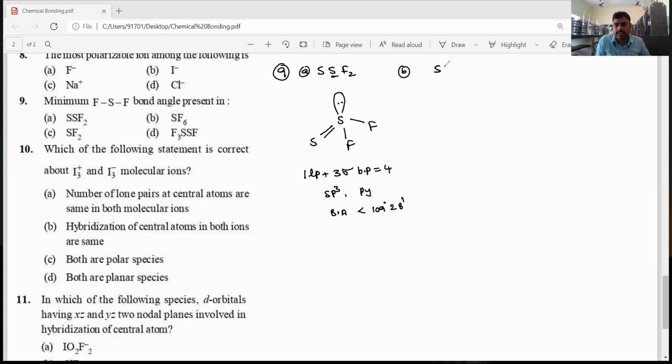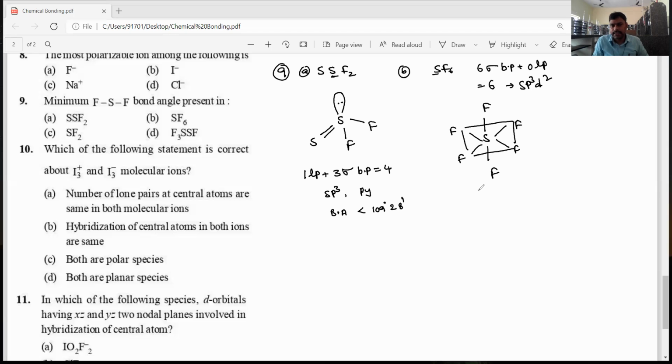The second one is SF6. Sulfur is also the central atom, with 6 electrons in the outermost shell. So it has 6 sigma bond pairs plus 0 lone pairs. That's why 6 means sp3d2 hybridization and octahedral geometry. All the sulfur-fluorine bonds are perpendicular to each other, and the bond angle is 90 degrees.